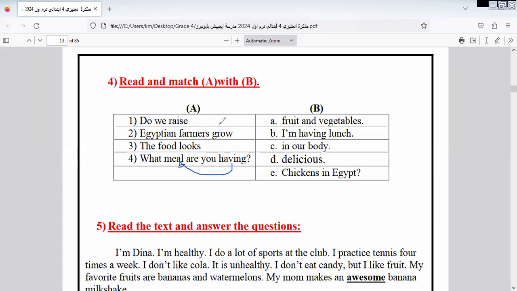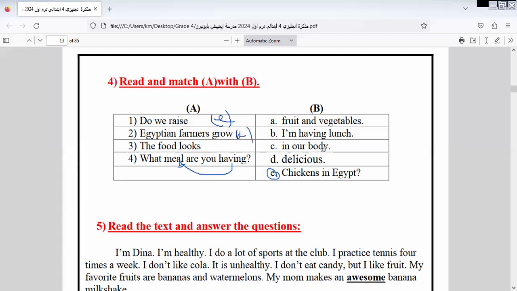Do we raise what? Raise with what? With animals. So which one is animals? This number E. So I select this one. Do you raise chickens in Egypt? Egyptian farmers grow what? Vegetables and fruits. This one, number A.